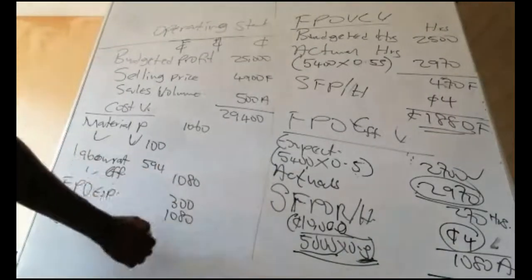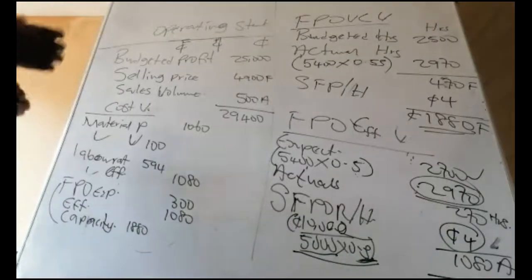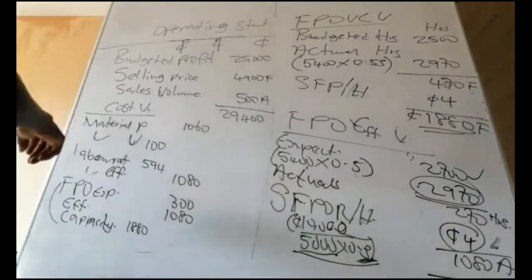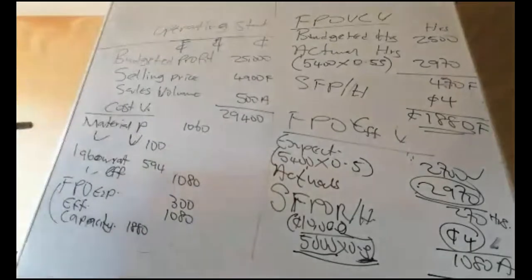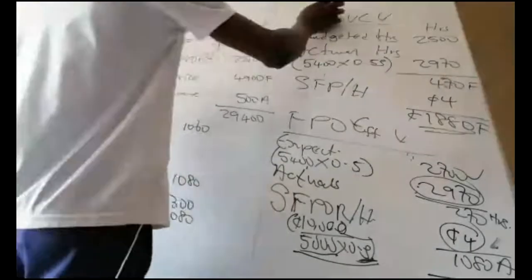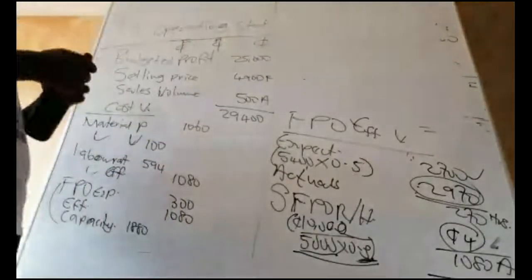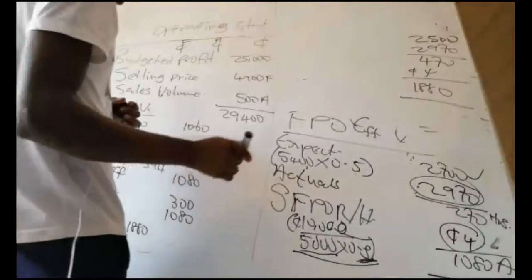Putting all these three together, it will give us the total for the fixed production. But have you seen these three workings? We are going to use just one calculation to do that. That's the under or over absorption. Let me produce them. Here is 2,500. Here is 2,970. Here is 470. Here is 4 cedis. And here is 1880.